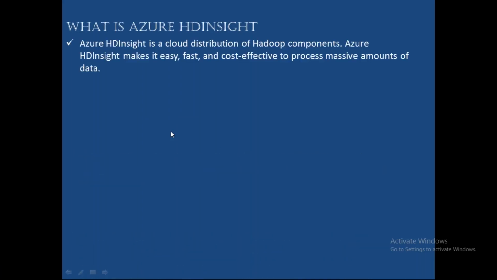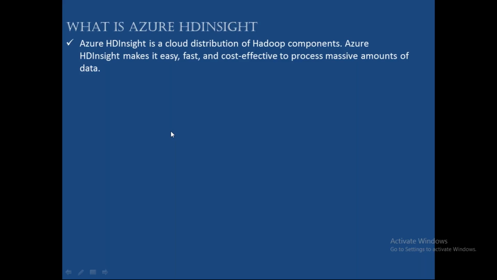Okay, what is Azure HDInsight? Let me tell you. Azure HDInsight is a cloud distribution of Hadoop components. Basically, if you want to use any Hadoop components, then you need to use Azure HDInsight. For example, if you want to use MapReduce or HBase, or anything Hadoop related, Kafka, all those things, you need to go for the Azure HDInsight service, because Kafka cluster, MapReduce cluster, HBase cluster, all those clusters are not available in Azure Databricks.